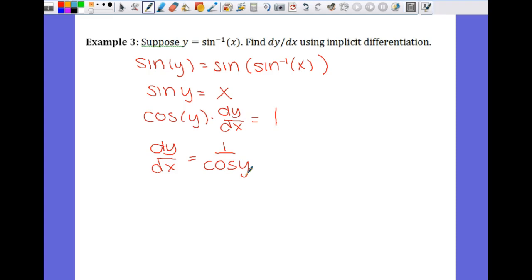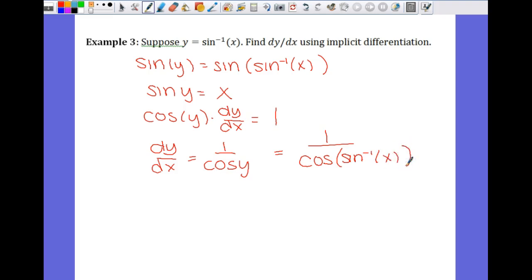Do we ever have answers with y in my derivative? No. We always know y is equal to inverse sine x. Perfect. So we got to get rid of the y by plugging in what we know. We don't want our answer to have y in it. dy dx's are always equal to x's. So you got 1 over cosine, replace the y with its original sine inverse x.